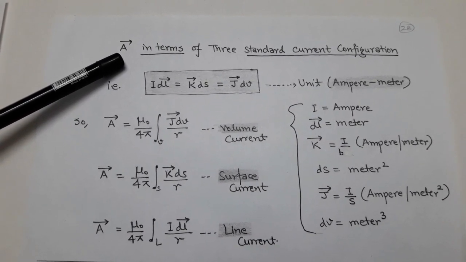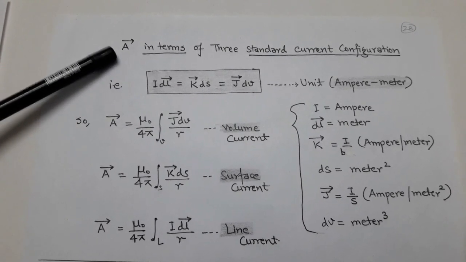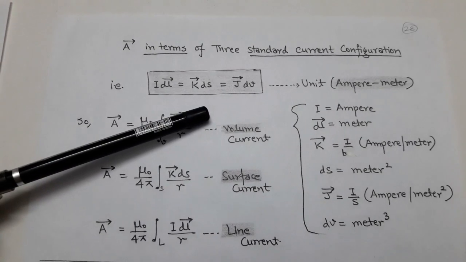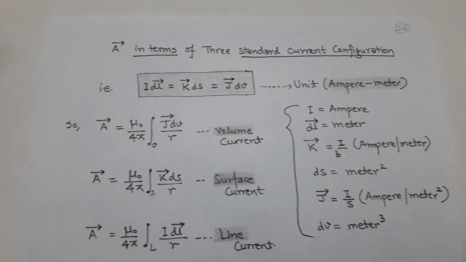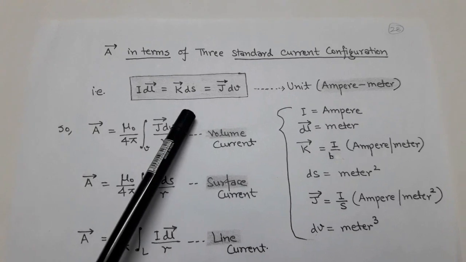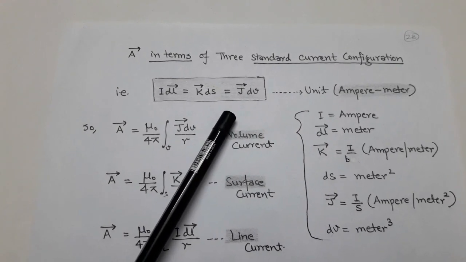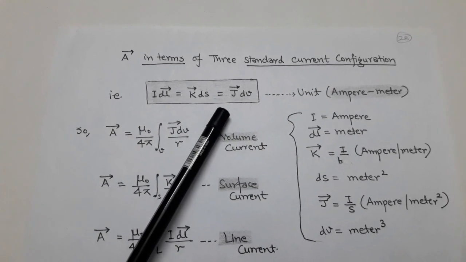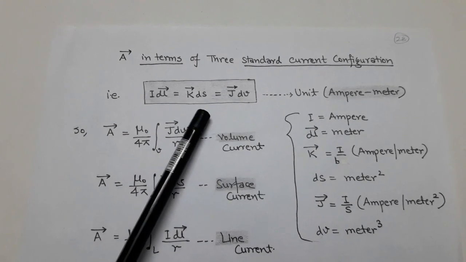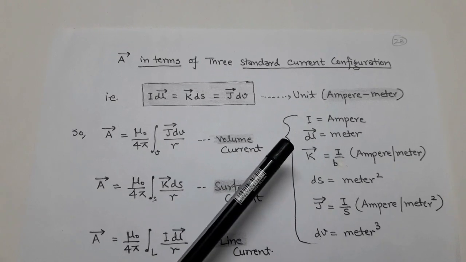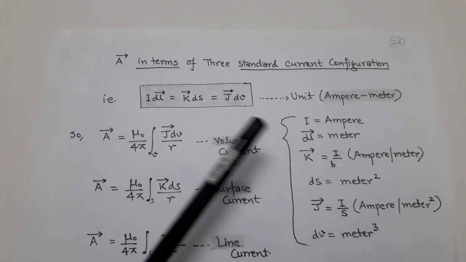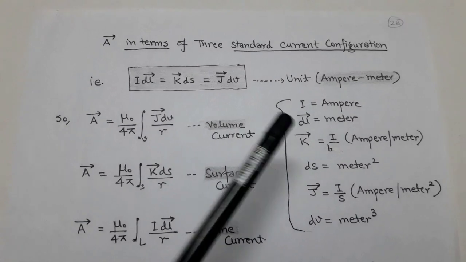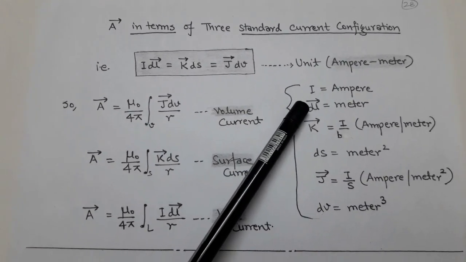We can also define the vector magnetic potential in terms of current configuration. That is, in magnetostatics there are three current elements. That is I dl vector, a current element which defines a differential length, then K vector into ds. Here K vector is called surface current density, that is in the case of a sheet which carries a current and has a surface current density K vector. It is also equal to J vector into dv. In all the three current elements, that is I dl, K ds and J dv, having a unit that is ampere meter.